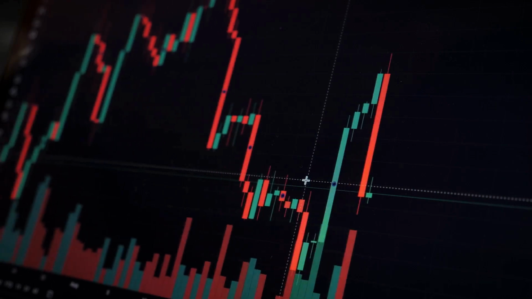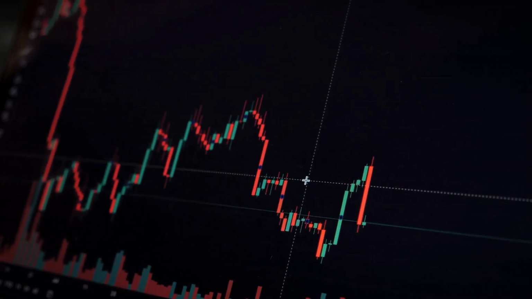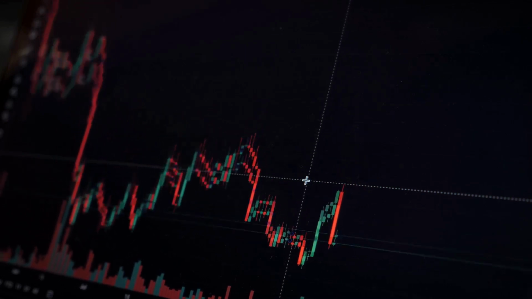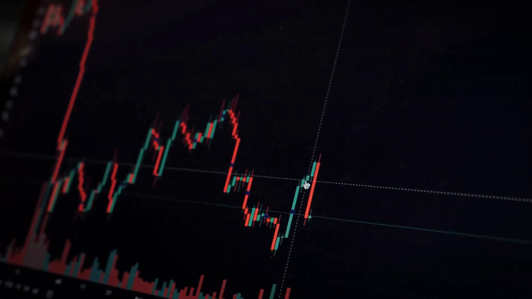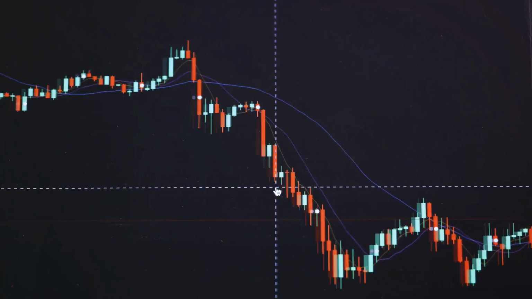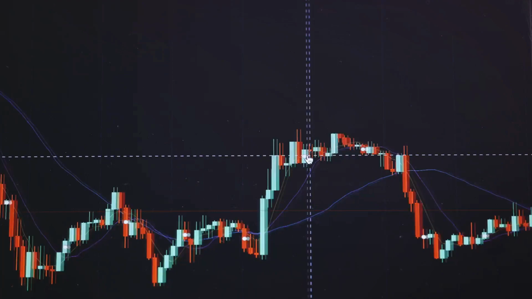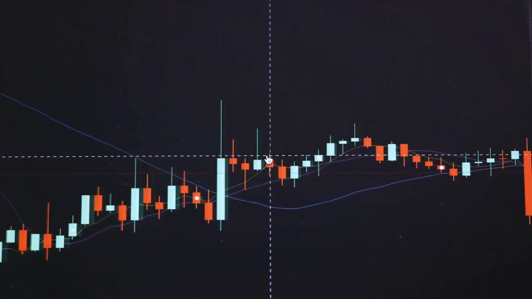Forex trading, like a well-composed symphony, follows a certain rhythm, a step-by-step process that guides you from start to finish. Let's start at the beginning. First off, you need to choose a currency pair. This is the cornerstone of your trade. It's a bit like choosing a dance partner. You want someone who moves in a way that complements your style.